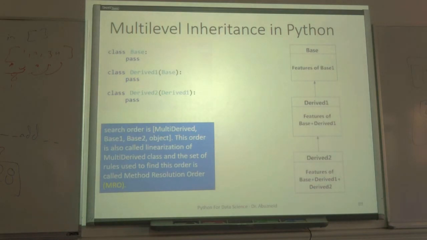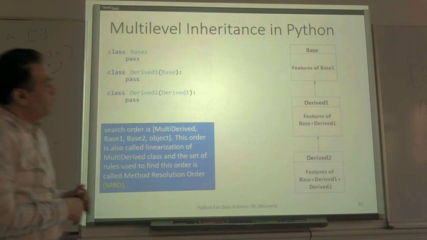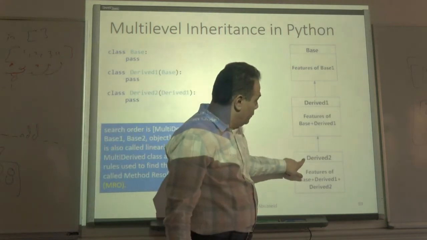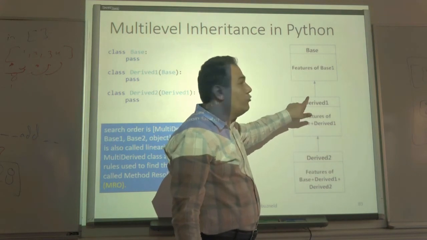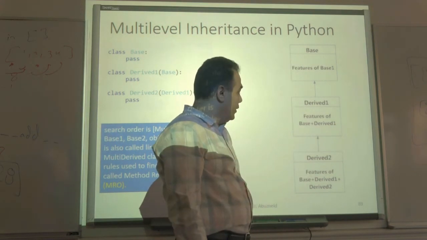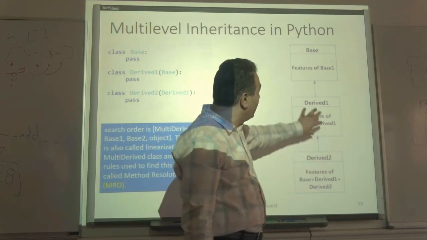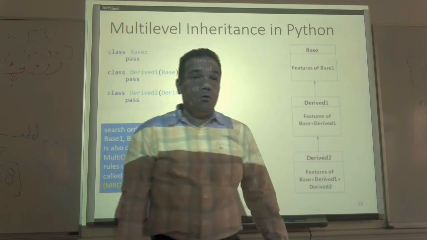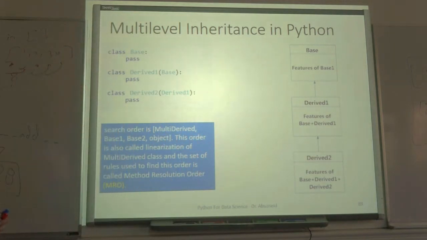Also in here, what you have is multi-level inheritance. Derive 2 is inherited from derive 1, and derive 1 from the base. So the features of derive 2 are coming from where? From here, here, and here. It could also have multiple derived classes.